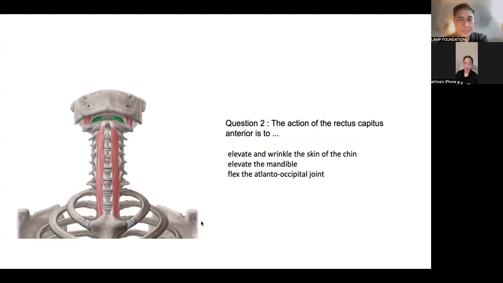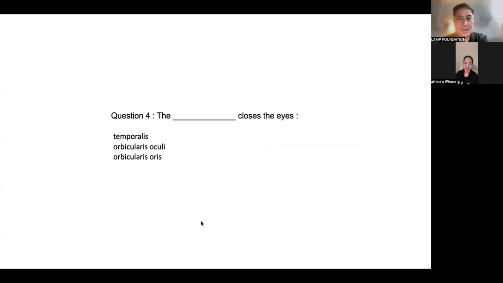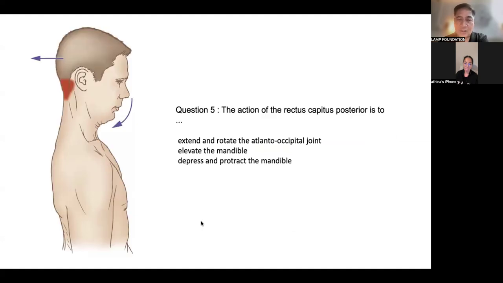Action of the rectus capitis anterior. That flexes the atlanto-occipital joint. Action of the zygomaticus major is to elevate and draw the angle of the mouth laterally. The blank closes the eyes. That's the orbicularis oculi. The action of the rectus capitis posterior is to extend and rotate the atlanto-occipital joint.